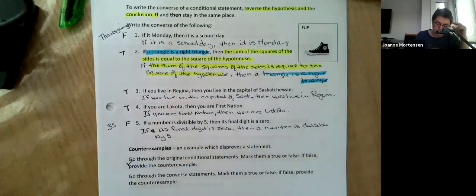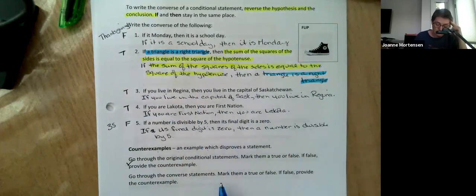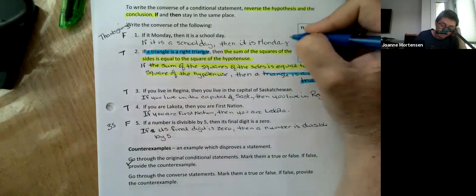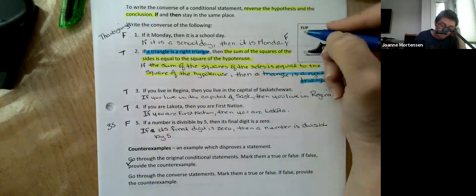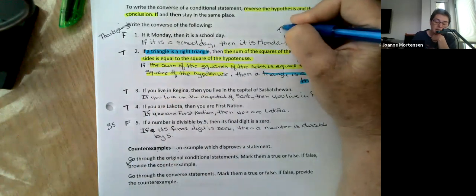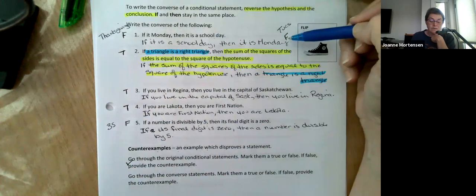Check. All right. Go through the converse statements. So that's the stuff I wrote. Mark them as true or false. If false, provide a counterexample. Well, this is false. This is false this way. Oopsies. If it's a school day, then it's Monday. No, could be Tuesday. All right, so that one was false both ways.